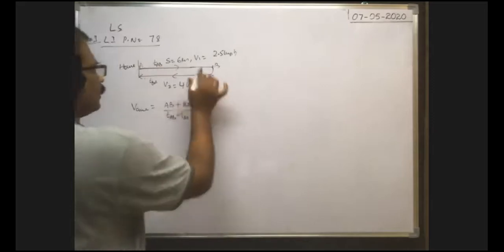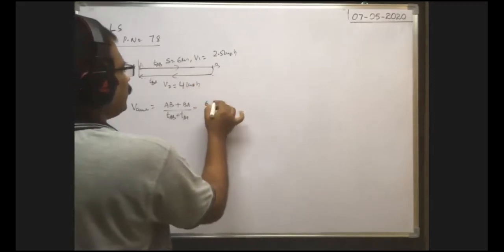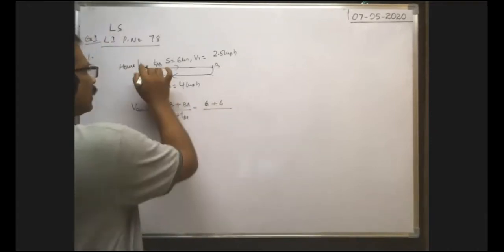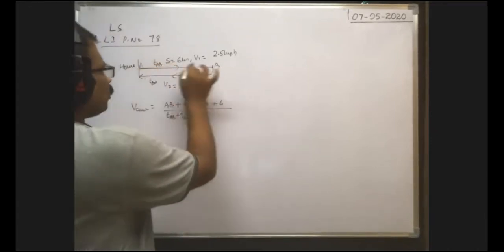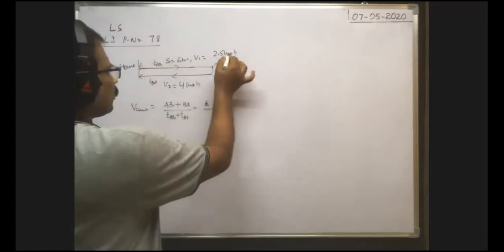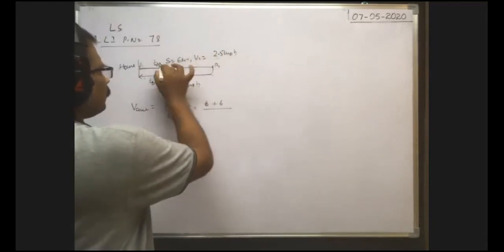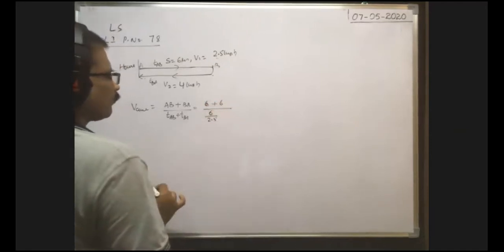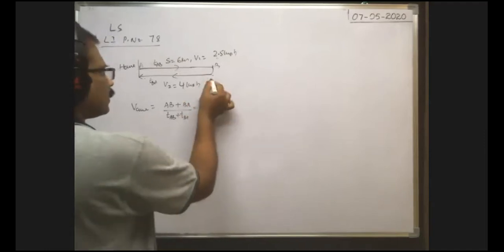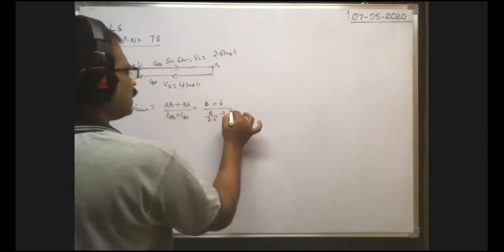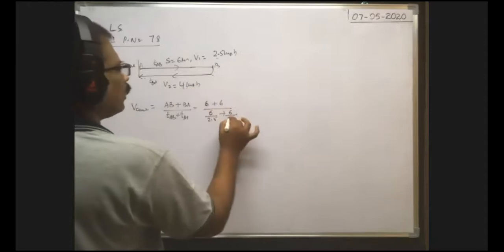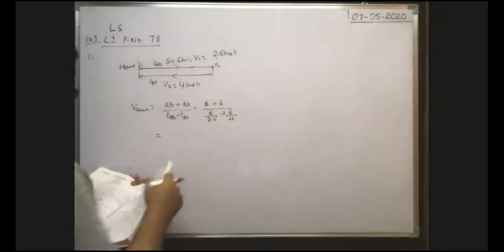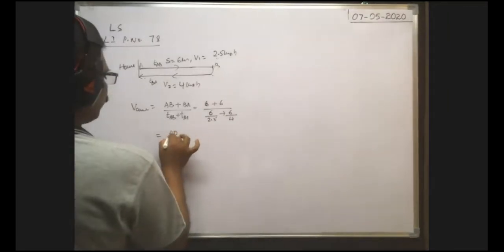First, AB means 6 km plus BA means again 6 km, divided by the total time. Time is not given. Time taken by this man to travel from A to B with a speed of 2.5 km per hour: distance by speed gives time, no? So 6 km by 2.5 km per hour, plus TBA, which is the same distance 6 by speed 4 km per hour. If you simplify, you will get 40 by 13.